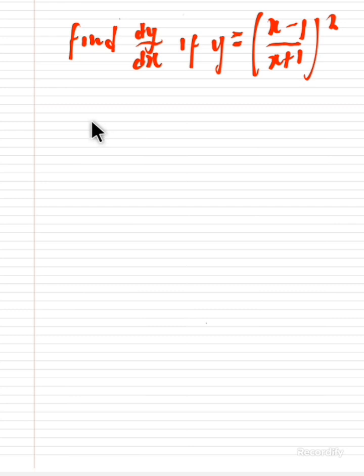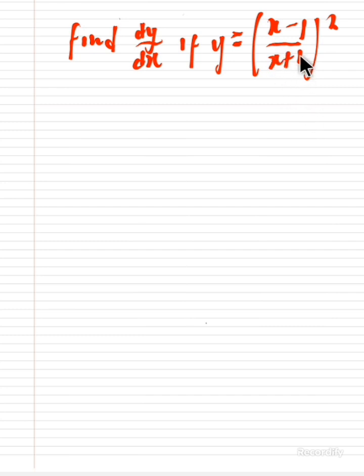So in today's video, we'll be solving this differential equation together. The problem says that we should find dy/dx if y equals open bracket x minus 1 all over x plus 1 close the bracket squared.